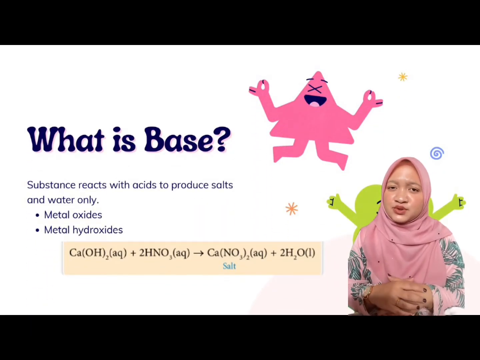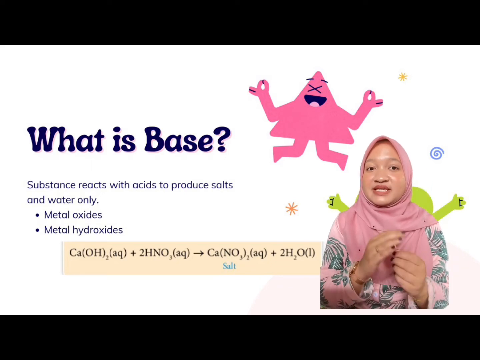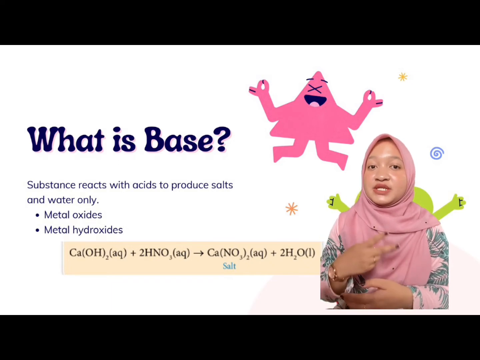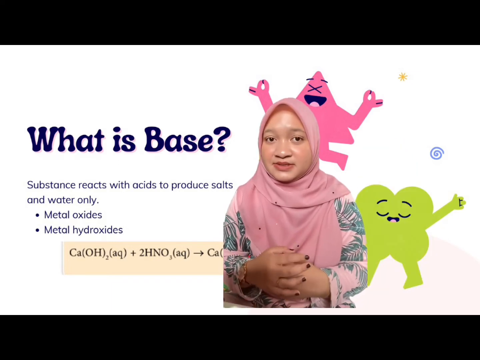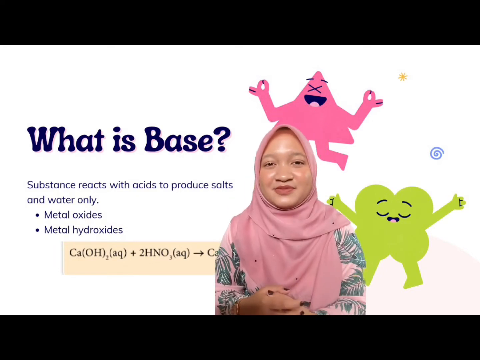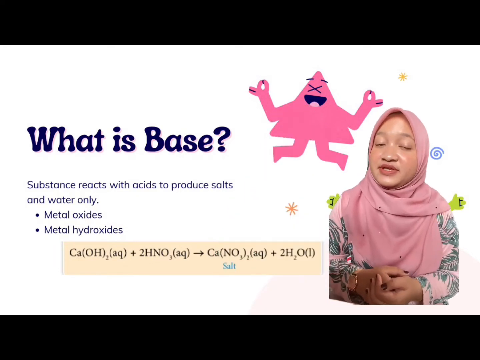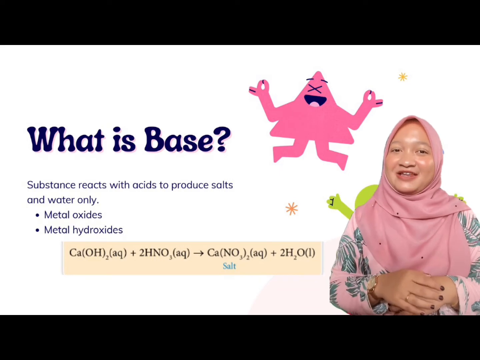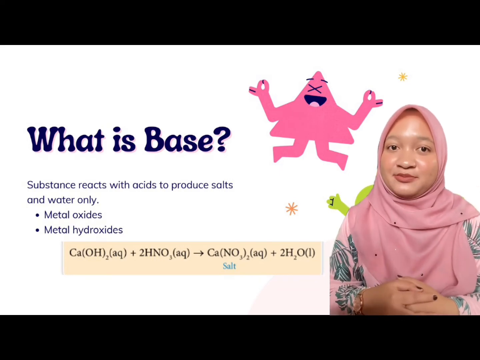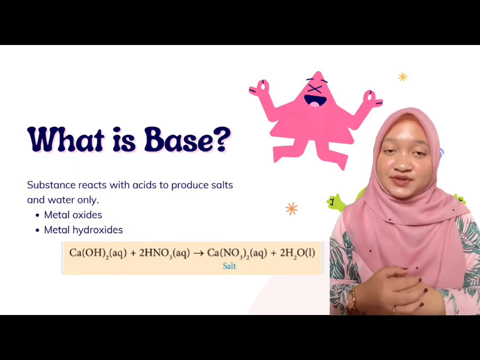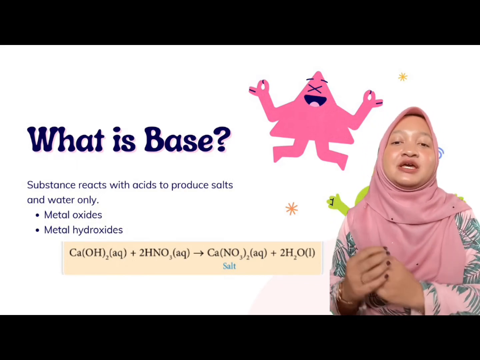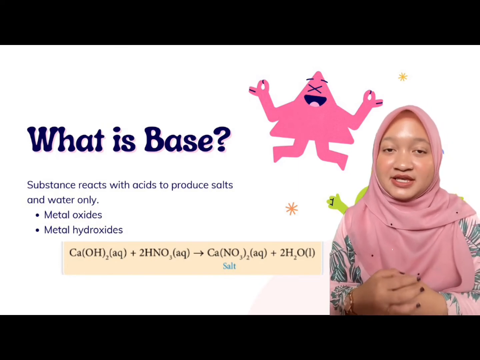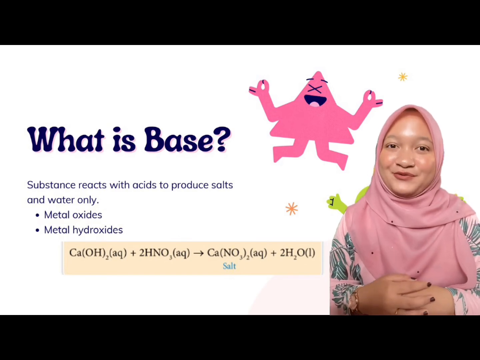Most of the students are also confused about what is alkali and what is base. You need to know there is a difference between these two. All alkalis are bases, but not all bases are alkalis. Do you know why? The definition of a base is a substance that reacts with acid to produce salt and water. Examples are metal oxide and metal hydroxide. As you can see in this picture, when calcium hydroxide reacts with nitric acid, it will produce a salt and also water.